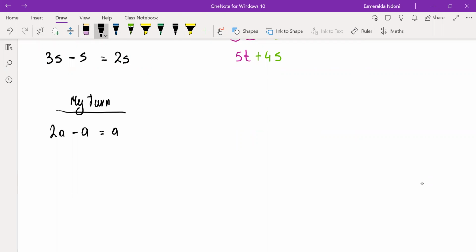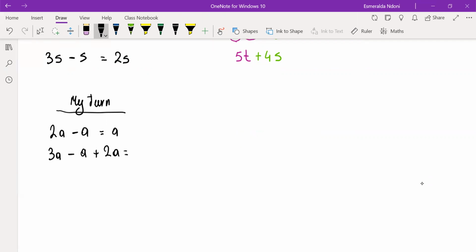Okay, what about if I have 3 A's? I take away one of them, but then I get 2 of them. So if we think that A is an apple, so I have 3 apples, and then one of you asks for one, so I give you an apple, but then I got given 2 more. What am I left with?